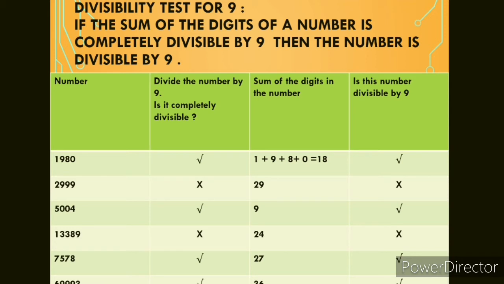total it up, we get 18. 18 is divisible by 9. It comes in the table of 9. So it is divisible by 9. So the number also we can say it is divisible by 9. But on the other hand, 2999. This number, if we are adding, we get 29, which is not coming in the table of 9. So 29 is not divisible by 9, and we can say that 2999 is also not divisible by 9.